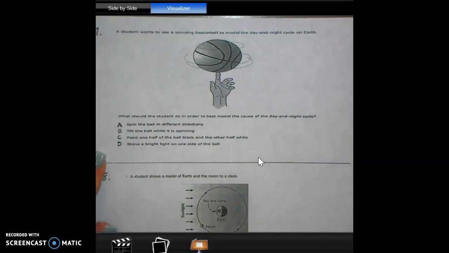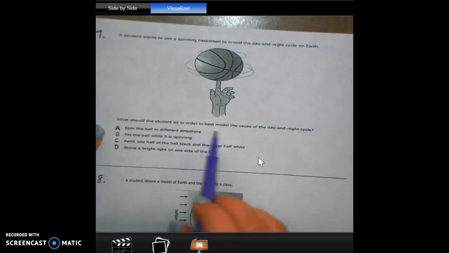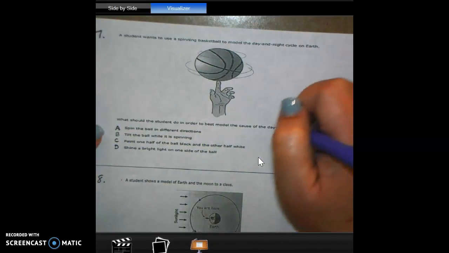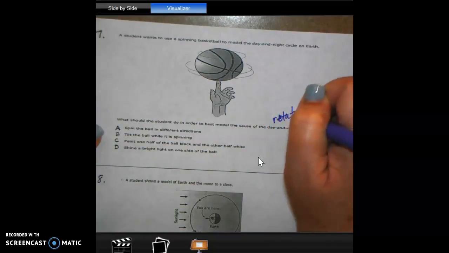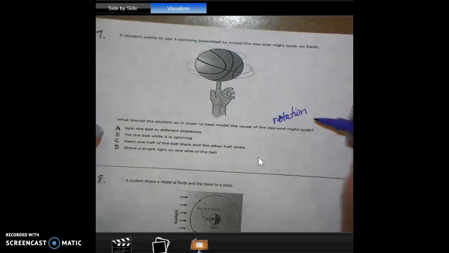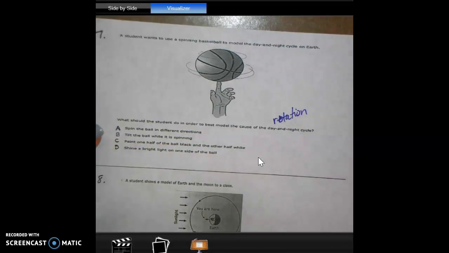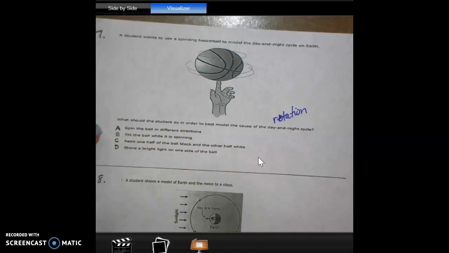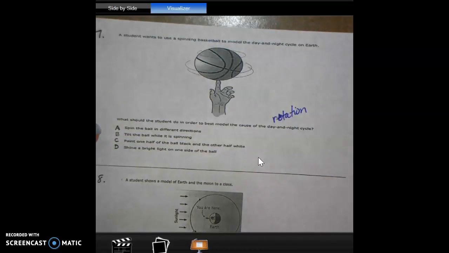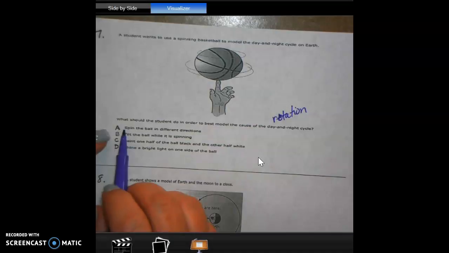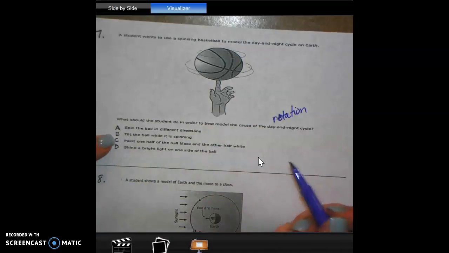Okay. What should the student do in order to best model the cause of day and night? Well, we know day and night has to do with the rotation and which side of the Earth is getting hit by the sun, right? So when we're being hit by the sun, it's daytime, and when we are not being hit by the sun, it is nighttime. So we spin the ball in different directions.